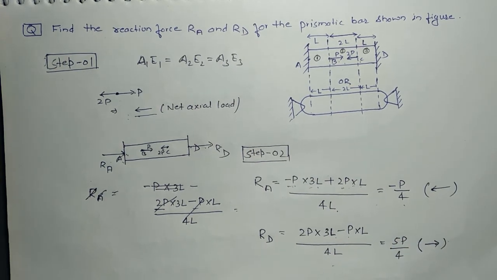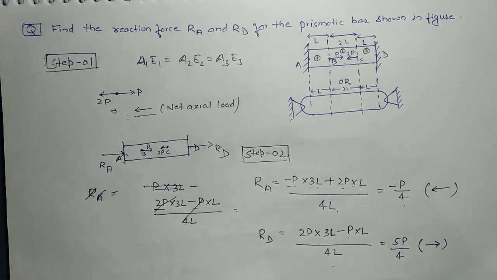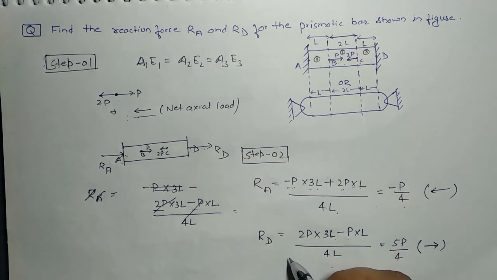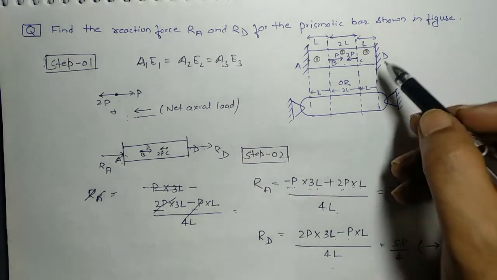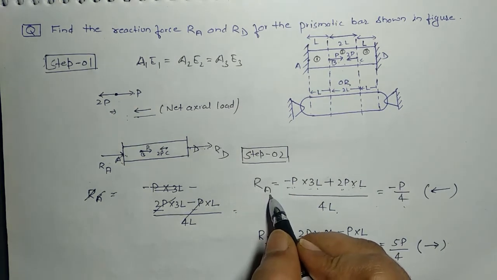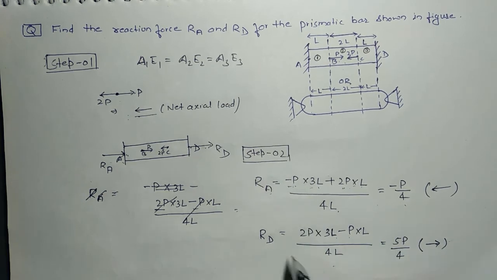This is just a technique, I have not mentioned any concept here. This is just a technique, or you can say a trick, to find reaction force very fast. Similarly for RD, when we have to write the reaction force for D, we have to see with respect to A, and when we have to write the reaction force for A, we have to see with respect to D. What this means will get clear here.